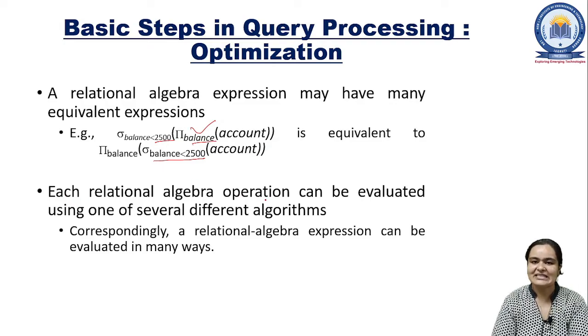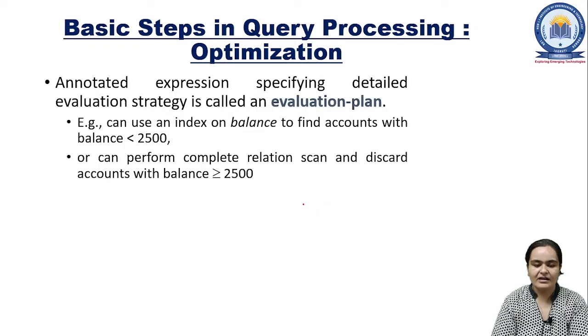Each relational algebra operation can be evaluated using one of several different algorithms. The annotated expression specifies the detailed evaluation strategy that has to take place in order to execute the query, and this strategy is called the evaluation plan. For example, can we use an index on the balance to find the accounts with balance less than 2500, or can we perform a complete relation scan and discard the accounts with balance greater than or equal to 2500?